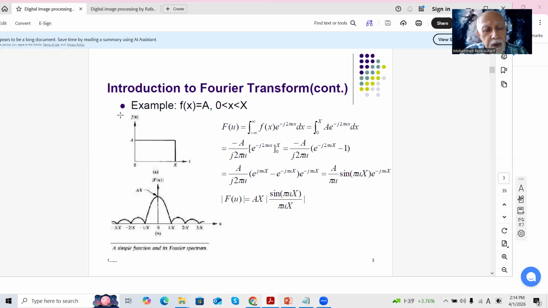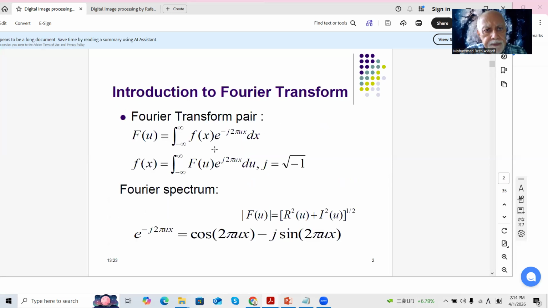We're talking about the one-dimensional Fourier transform. One-dimensional Fourier transform is defined like this formula, and this is large F and small f. It is about integration, and then this is the inverse transformation. J is root minus 1, and this is the amplitude of the image, which is the root of the real part squared plus the imaginary part squared.